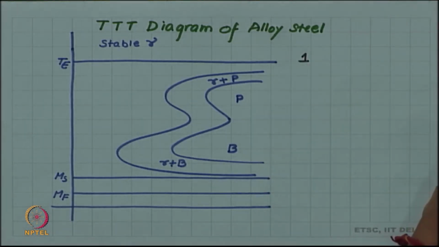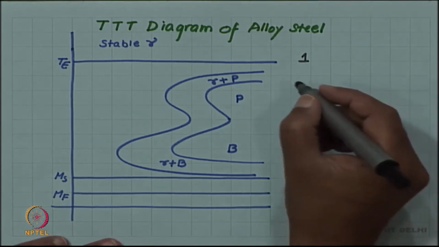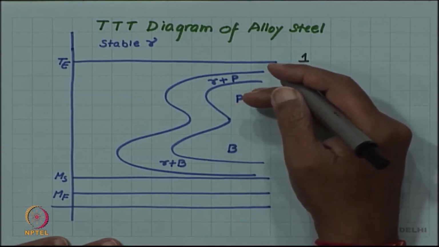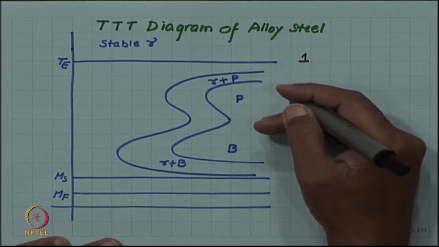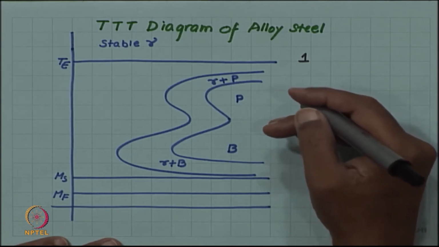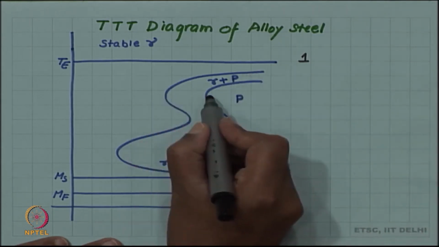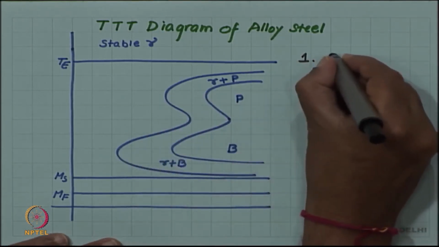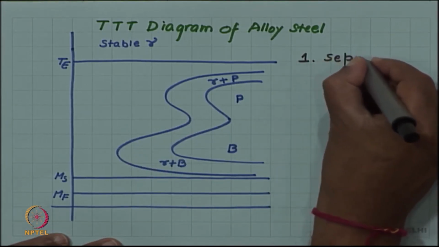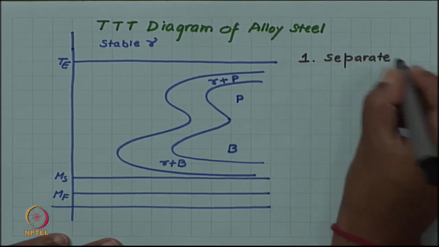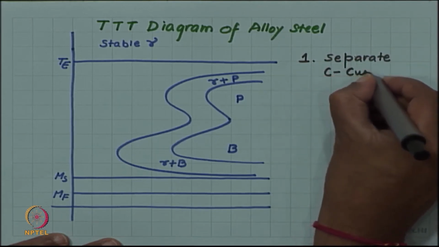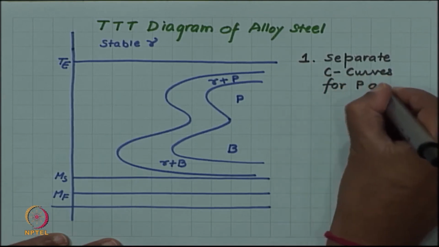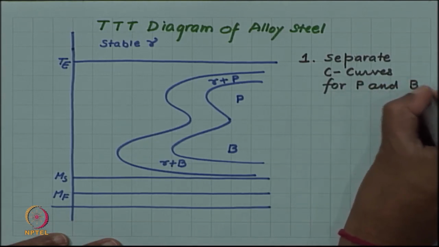In the case of plain carbon steel, the C curves for pearlite and bainite were merged so that the upper part was for pearlite and the lower part was for bainite, and you had a single nose where they met. But now pearlite has its own nose and the bainite has its own nose. So, the first thing is that there are separate C curves for pearlite and bainite.